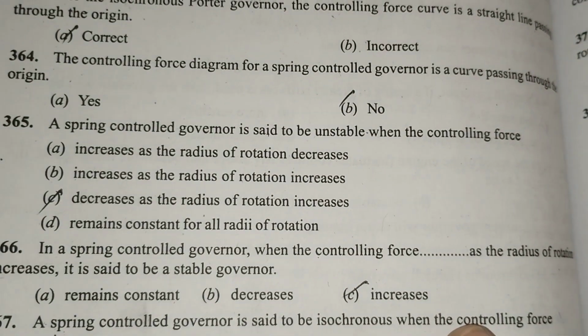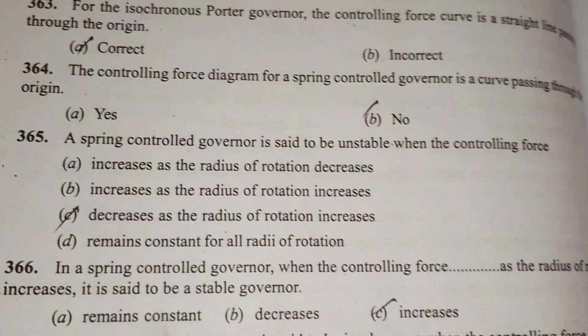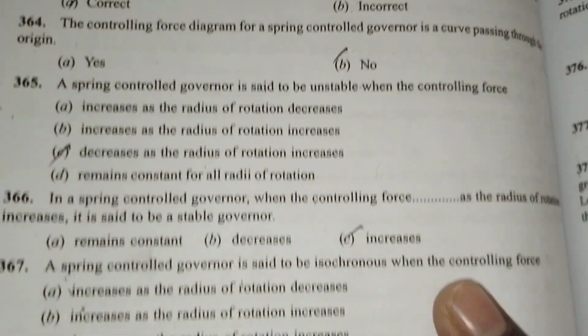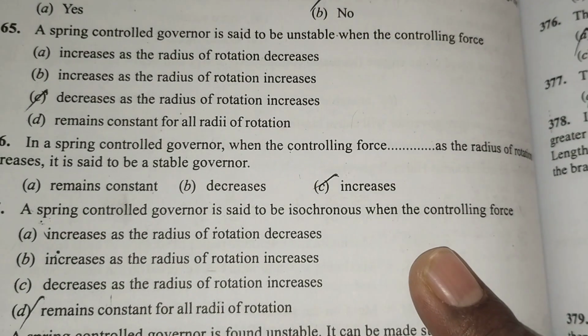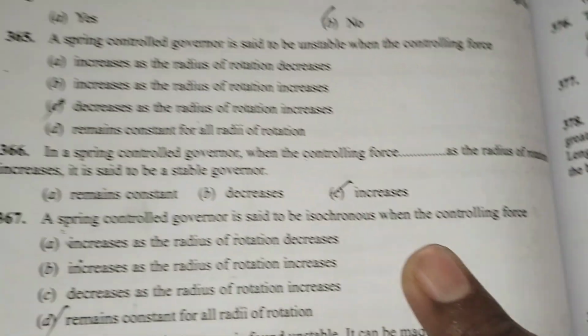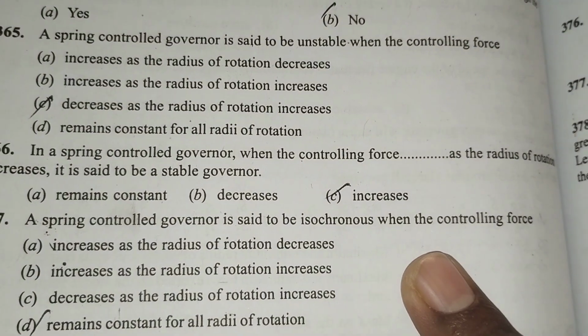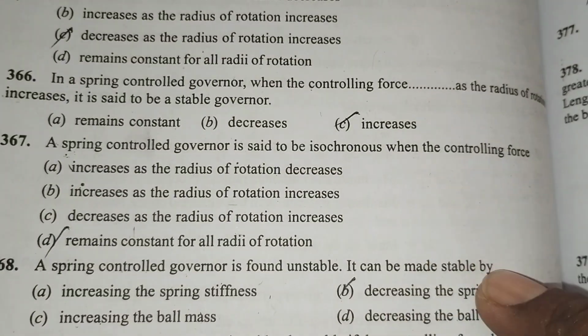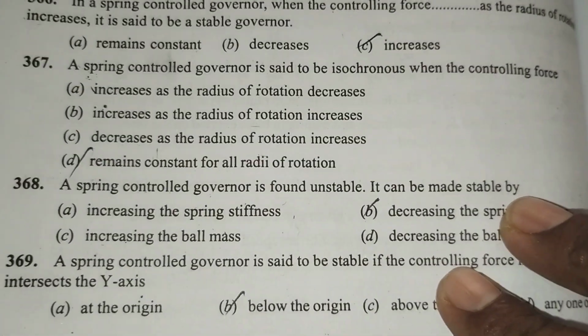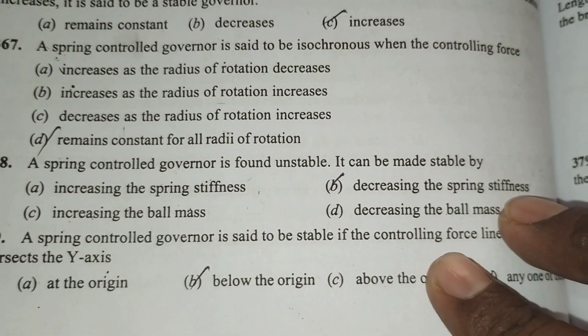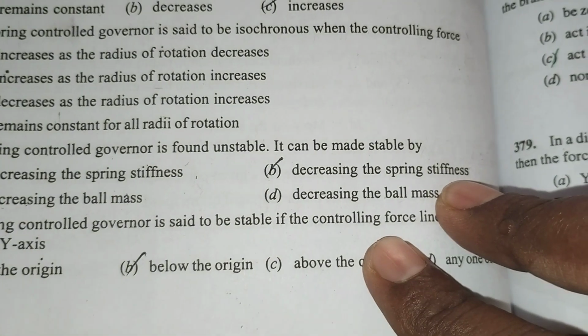A spring controlled governor is said to be unstable when, as the controlling force decreases, the radius of rotation increases. In a spring controlled governor, when the controlling force increases as the radius of rotation increases, it is said to be a stable governor. A spring controlled governor is said to be isochronous when the controlling force remains constant for all radii of rotation. If a spring controlled governor is found unstable, it can be made stable by decreasing the spring stiffness.